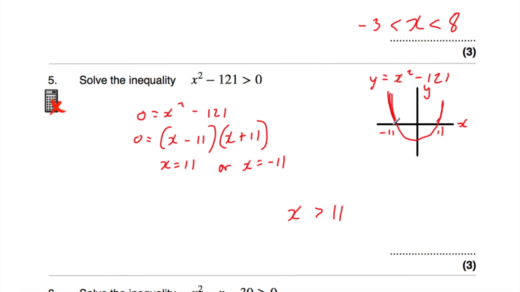Now let's have a look at this part here. Any value of x that is less than minus 11 would work as well. So for instance, minus 11.1, if you do minus 11.1 squared and then take away 121, that'll be positive as well. So it means that x is smaller than minus 11 or x is bigger than 11. Those are the solutions. Okay, let's look at our next question, question number 6.